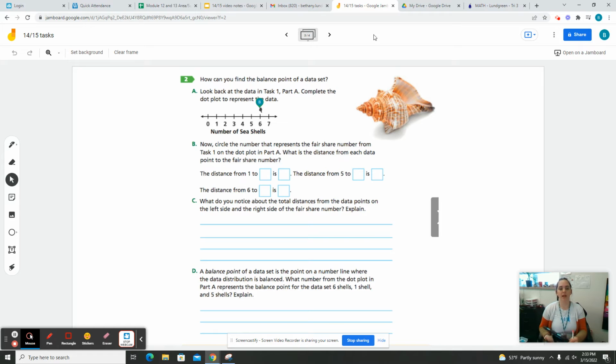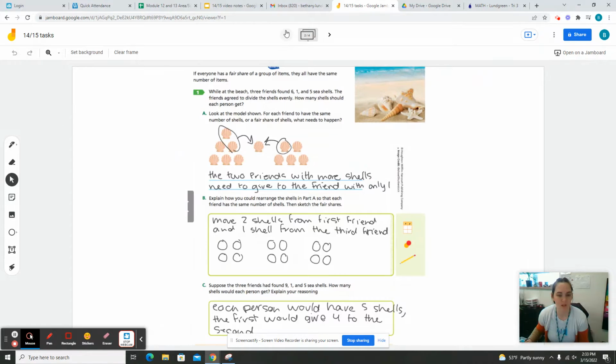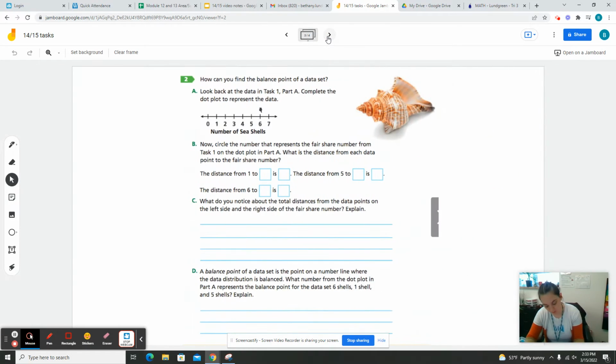And then we had the middle person. I think the second person had 1, and the third person had 5. So we're going to do 1 and 5.